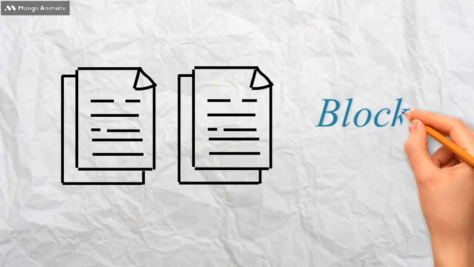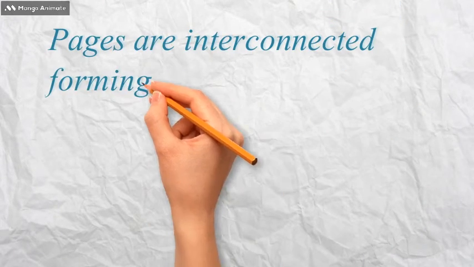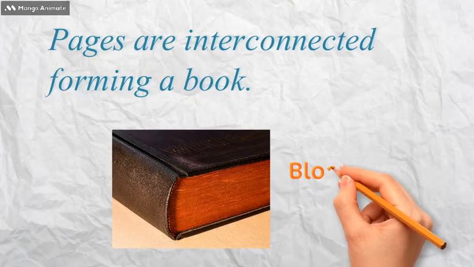For easy understanding, let me explain it like this. Each transaction is entered in a page. When the page is filled, the transactions are entered in the next page. Here each page is called a block. These pages are interconnected, forming a book. Thus, this book is called a blockchain.